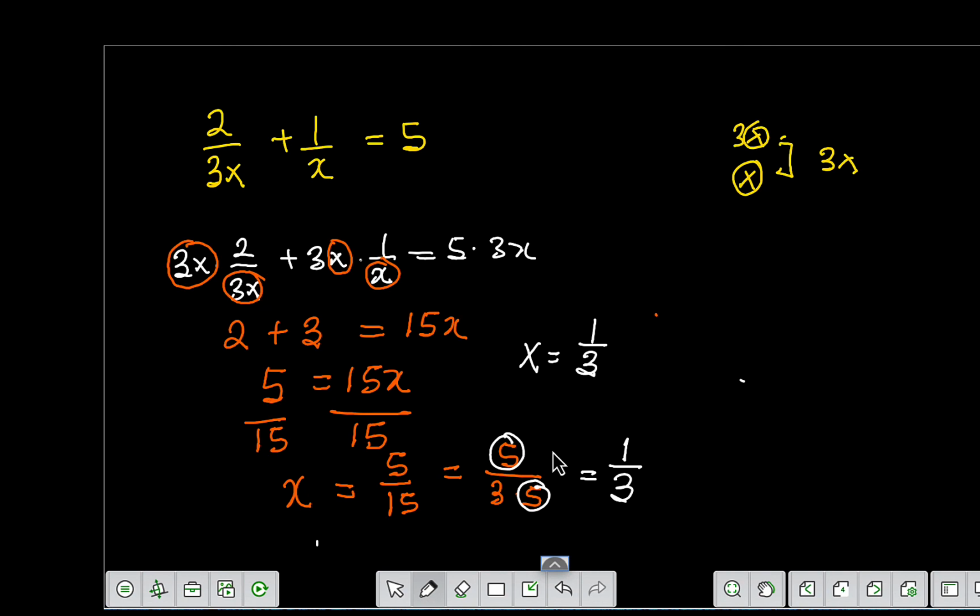Now hopefully this brings us to the end of this particular session, solving equations that contain fractions of different denominators.